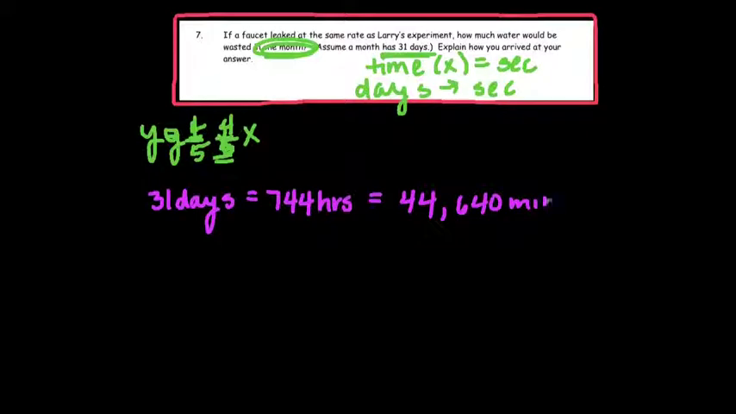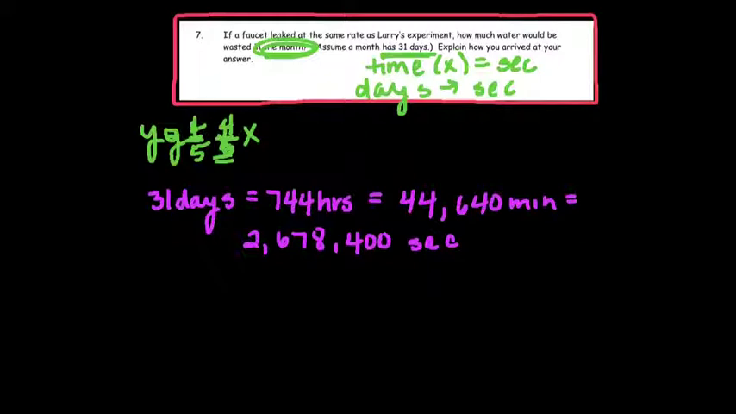minutes in 1 month. And then from minutes, we can take it down to seconds. And again, there's 60 seconds in 1 minute, so I would multiply by 60, and it gets really big, really quick here. So this is going to be 2,678,400 seconds in 1 month.